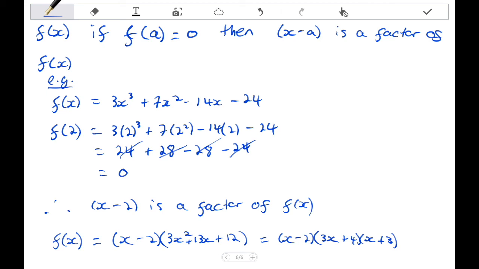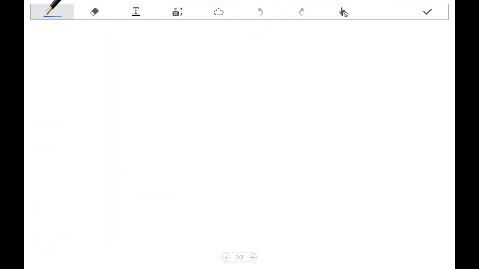Okay, this last bit here, if this just confused you, don't worry about it. It's not that important. What I want you to focus on is that x minus 2 being a factor, and we know that because f of 2 is 0. That's what I want you to focus on, the factor theorem. Okay, brilliant. So we've got one more theorem.